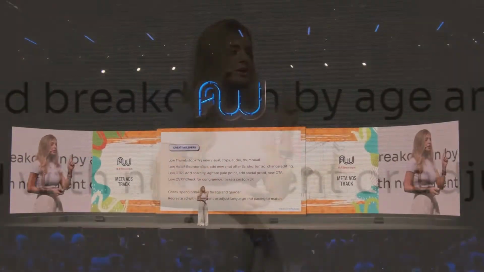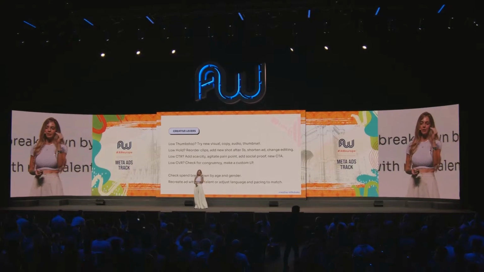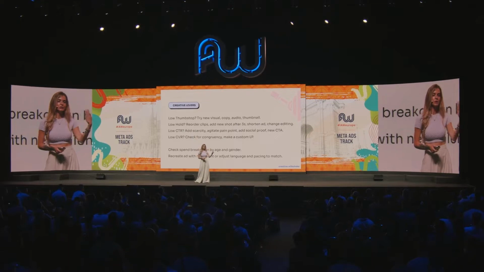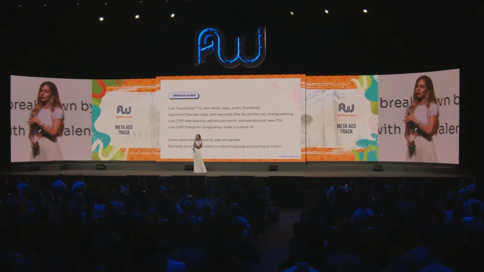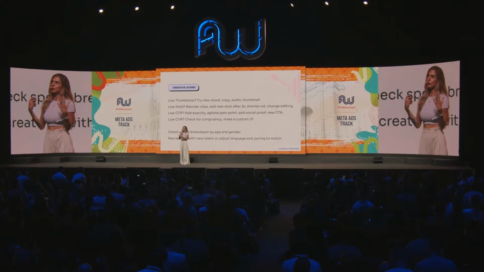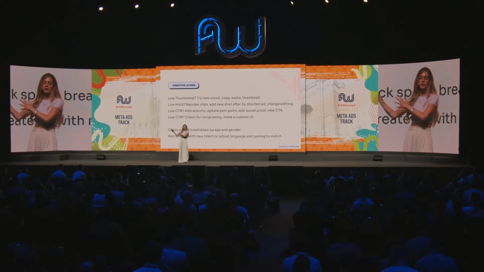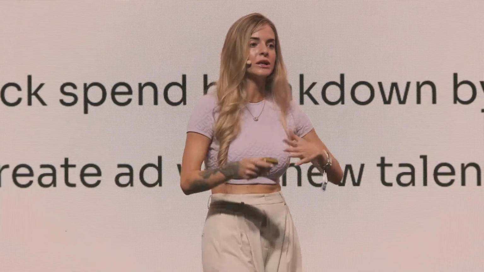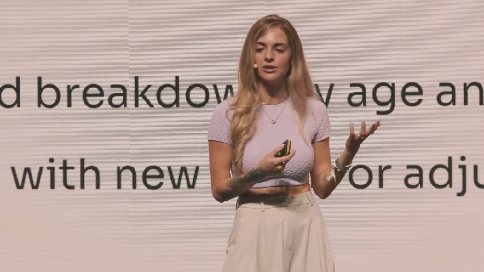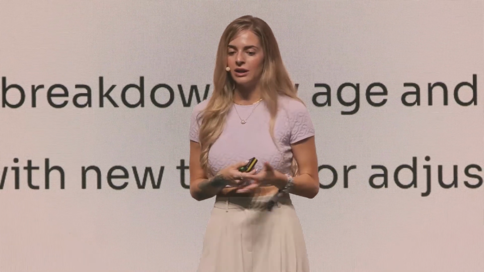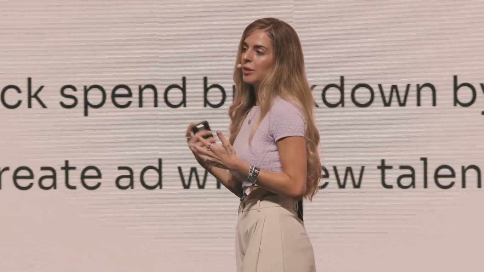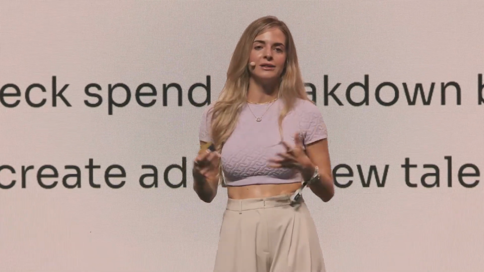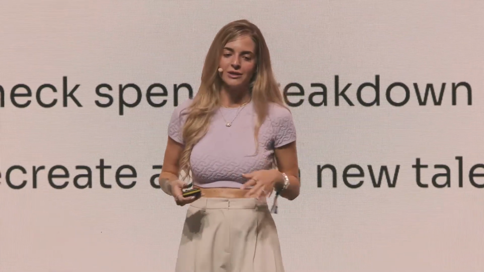And then check where your spend is going. Break it down by age and gender, and maybe recreate your top performing ad with new talent that matches that age and gender. So let's say you have an ad that's showing a younger content creator, but most of your spend is going towards an older female audience. Take that ad and recreate it with an older content creator or actor to start resonating better with that audience. And adjust the language and pacing to match. So if you're targeting an older audience, make sure that your ad is fit for an older audience.